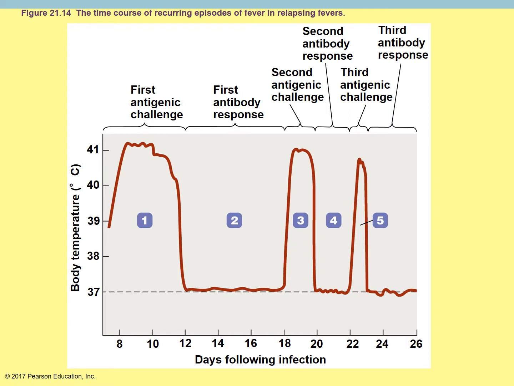And then about a week later, here starts the fever again. This is what would be considered the second antigenic challenge. It's going to last for a couple days, and then it will come down. About day 20 through about day 22, the fever will be down. But then about day 22, it's going to spike again, hence the name relapsing fever.